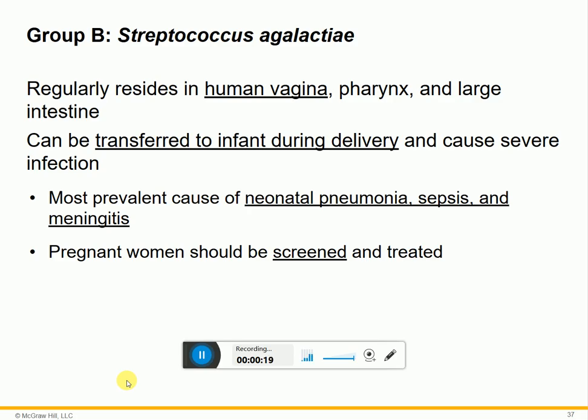And if they are positive for Streptococcus agalactiae, they're also treated because it can be transferred to the infant during delivery, leading to pneumonia. It can also lead to meningitis of the neonate. Okay, so again, something that we have to screen for and treat if they come back positive.